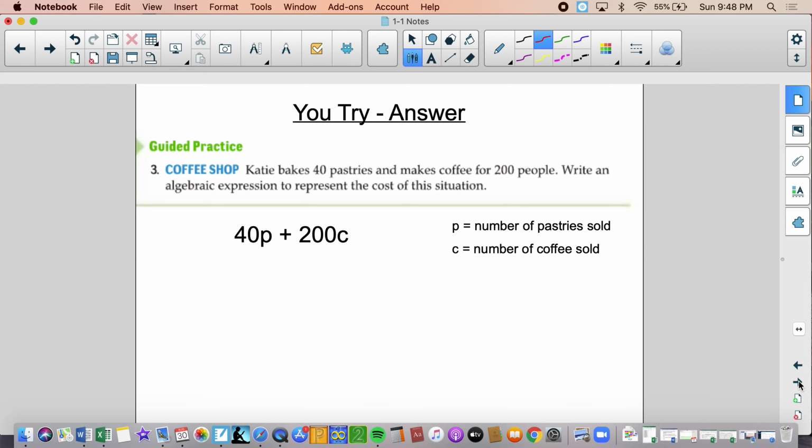So the coffee shop, Katie bakes 40 pastries and makes coffee for 200 people. Write an algebraic expression to represent the costs of this situation. So she has 200 people and she has 40 pastries. She makes coffee for 200 people and she bakes 40 pastries. So 40 times P. P would be the cost of each pastry.